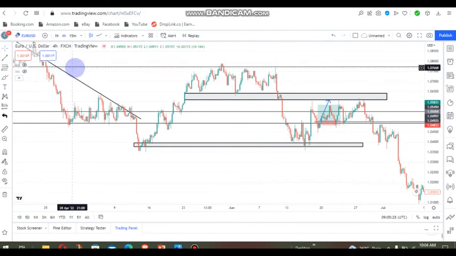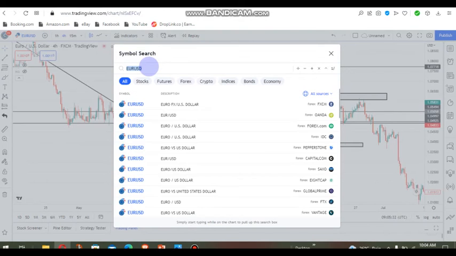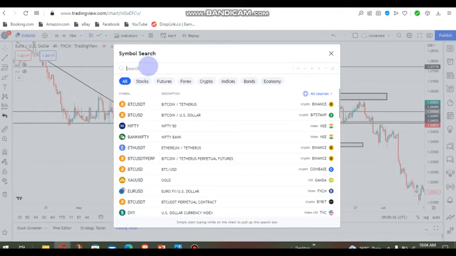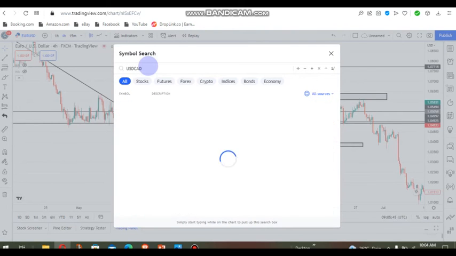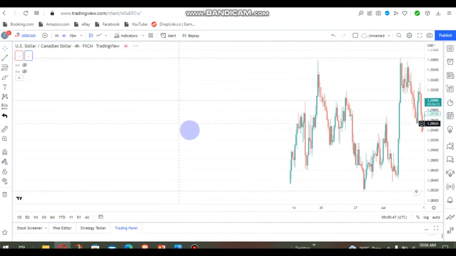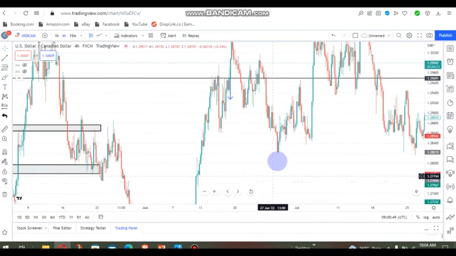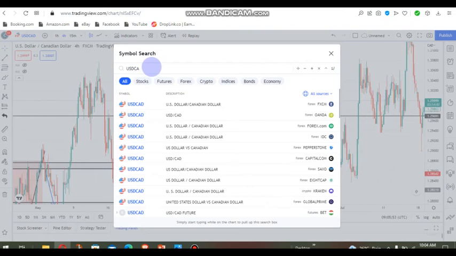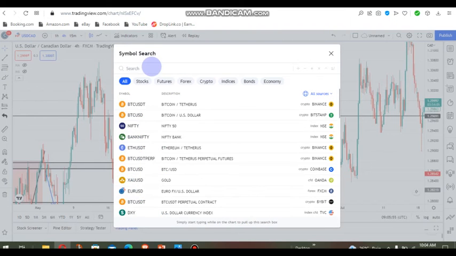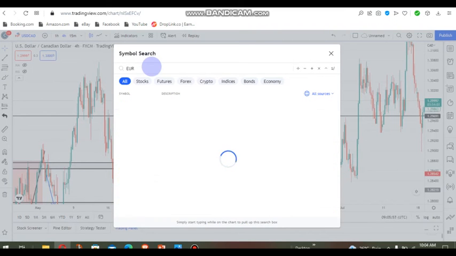If you want to look at a certain currency pair, you can click here and search for the currency. For example, if you are looking to trade GBP USD, or let me just say USD CAD, you enter and you see a chart pop up, you can analyze and take trades there. But for this example, I'll be using the Euro USD. So I'll just click on my Euro USD.